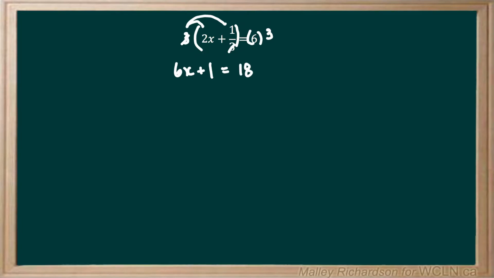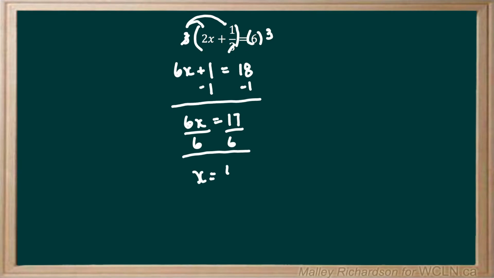Now we have no fractions in our question, and we can easily isolate for x. So first we want to subtract 1 from both sides, and then we get 6x plus 1 minus 1 is 0, and then 18 minus 1 is 17. And then to get rid of this multiplication between the 6 and the x, we are just going to divide both sides by 6. So now we have x equals 17 over 6 as our final answer.